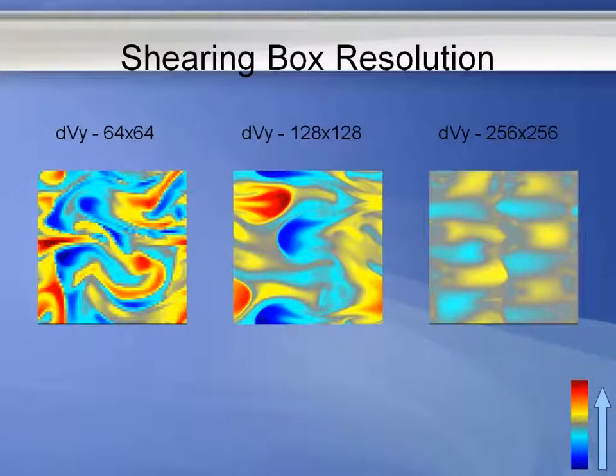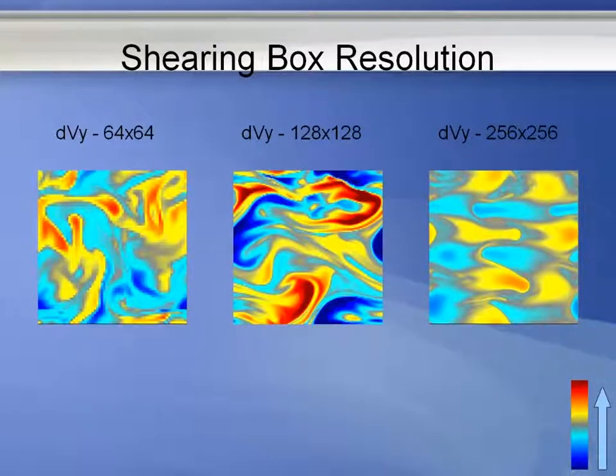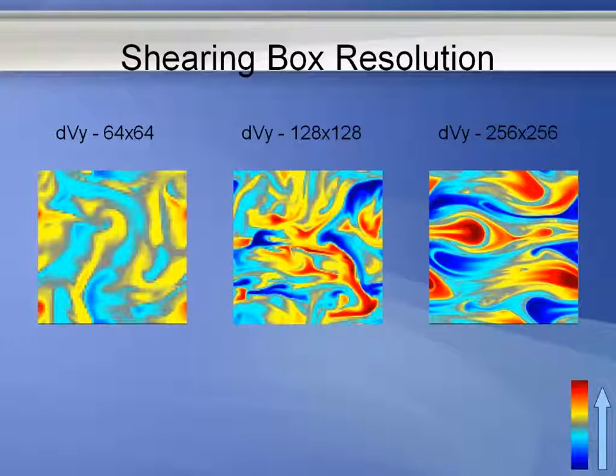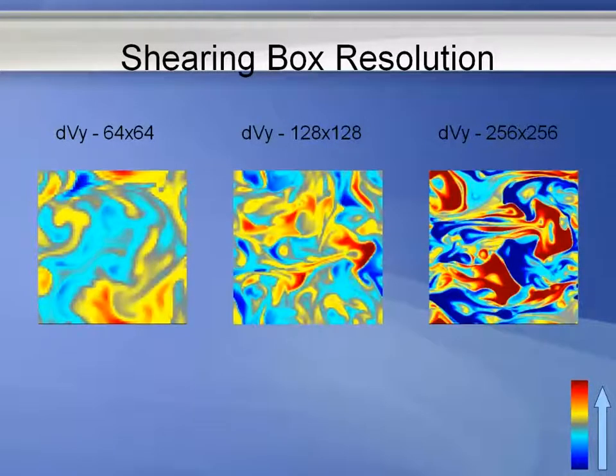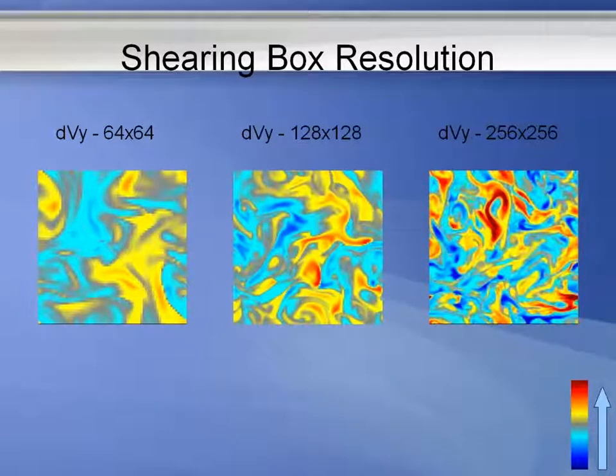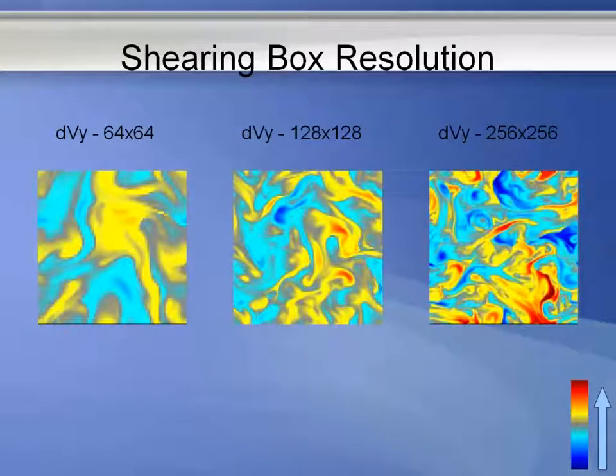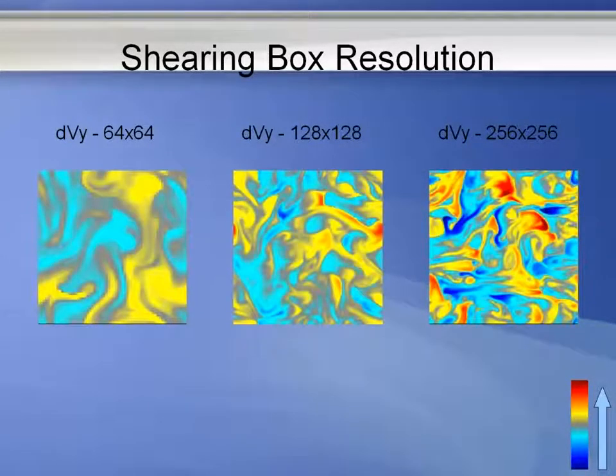These are exactly the same trials, set up exactly the same way, except that on the left we have a 64 by 64 zone. That is, there are 64 boxes vertically, 64 radially, and then 128 and then 256. And so you can kind of see the differences in qualitative development here.